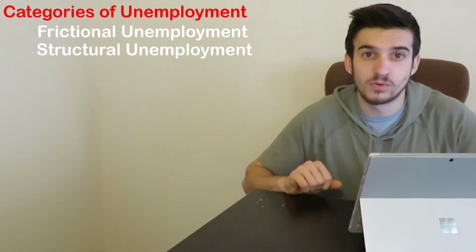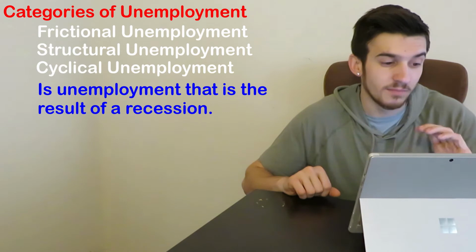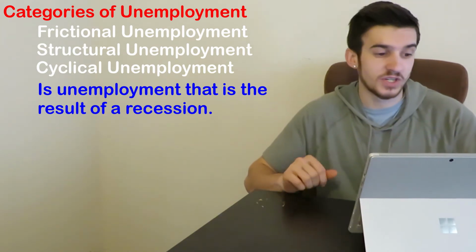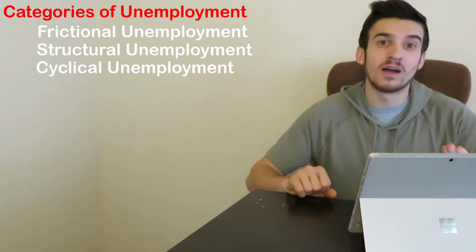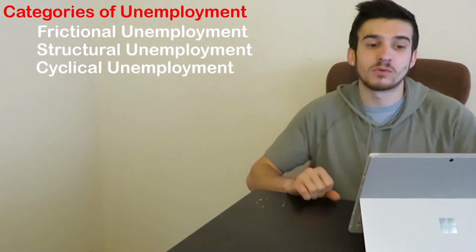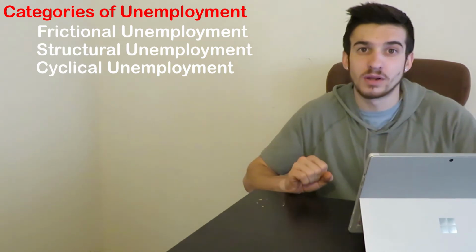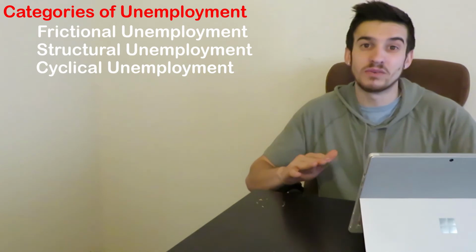Our last type of unemployment is going to be cyclical unemployment. Cyclical unemployment is unemployment that is the result of a recession. As demand for goods and services falls, demand for labor falls as well, and workers are eventually let go. When an economy is operating at full employment, there will always be frictional and structural unemployment. People will always be in between jobs, or technology will always be replacing jobs.